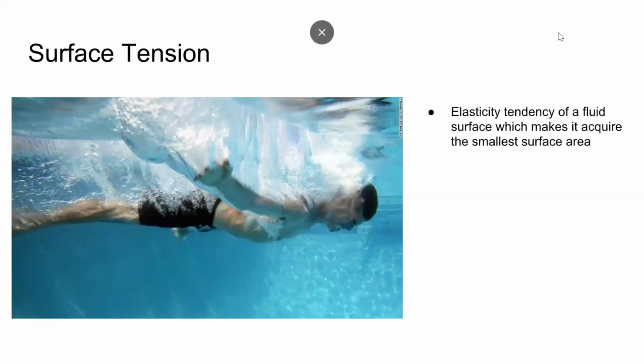So surface tension is the elasticity tendency of a fluid's surface, which makes it acquire the smallest surface area. What does that mean? Well, according to Wikipedia, that's what it says. The more surface area you have, the higher the elasticity you will have. So, example, let's think about this. Let's take the belly flop for example. If you were to do a cannonball and you go into the pool of water, will it hurt a lot? Will you feel a lot of surface temperature?